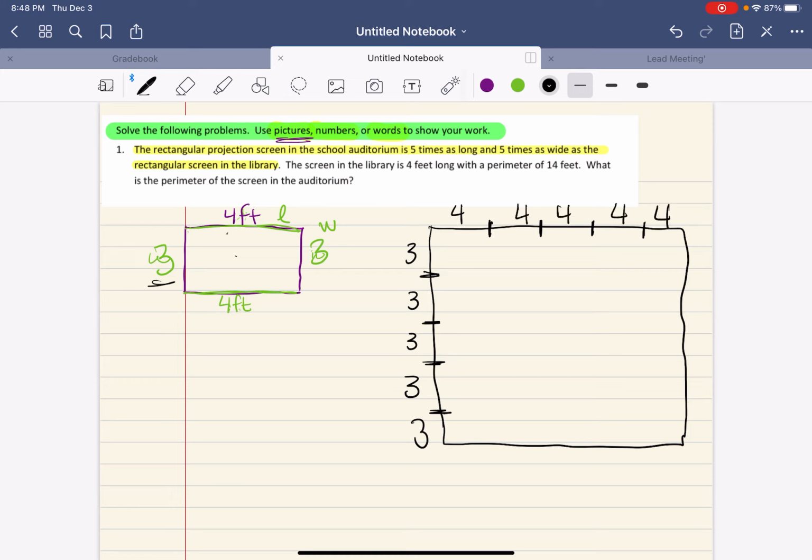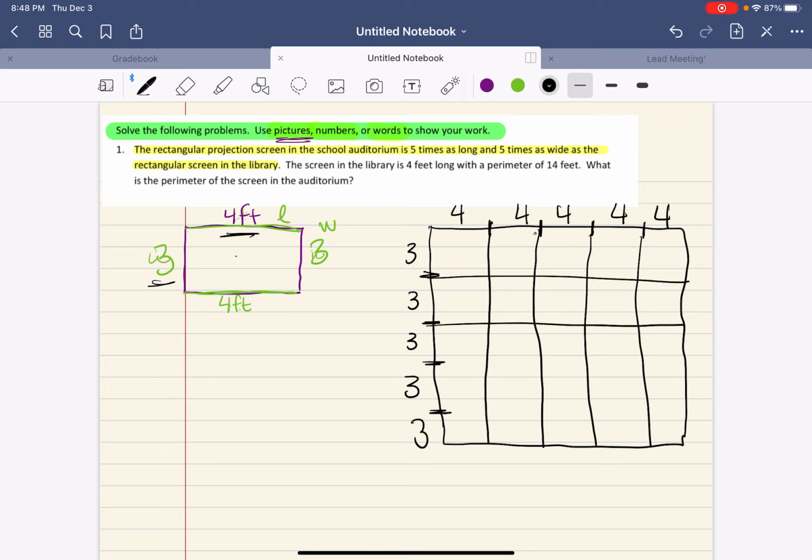Then we have 5 4s, which is 5 times as long as 4. Okay, so that helps us out. We can extend these pieces to make 5 columns of 4 and 5 rows of 3. Now each of these boxes is a 4 by 3 box. So the area of this shape is the same as the area of all of the boxes here, if we were concerned about area. We're not for this problem, but you may be for your assessment. Okay, so just keep that in mind.